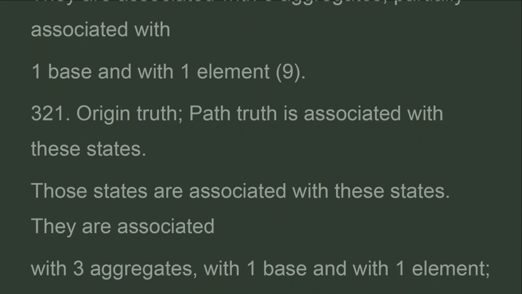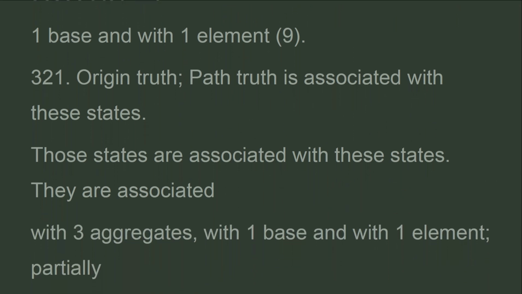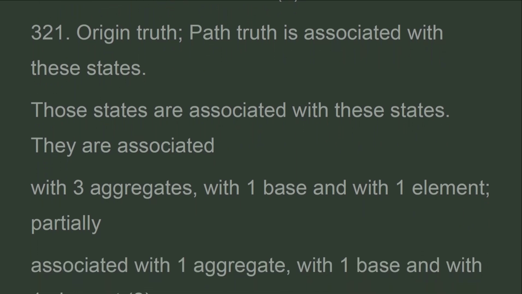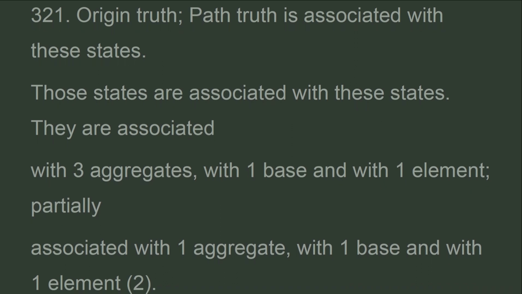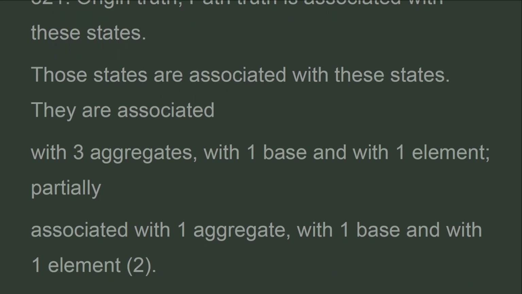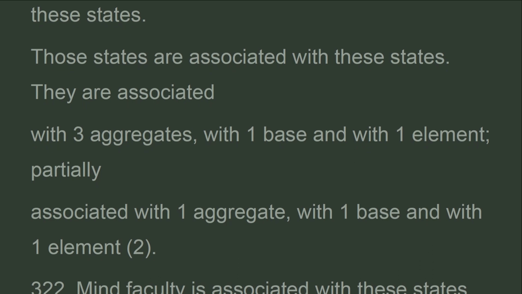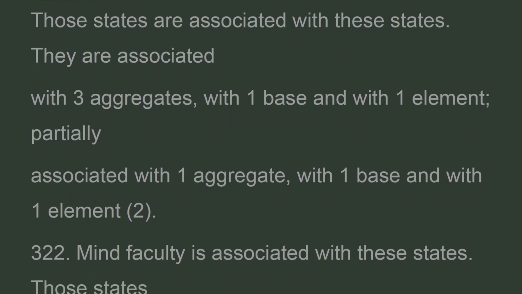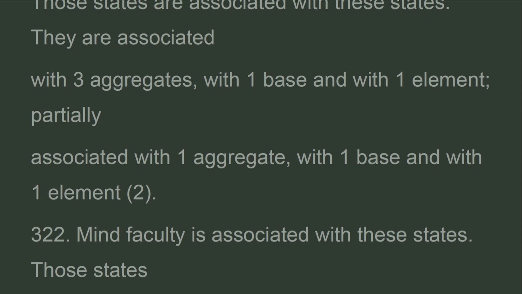321. Origin truth. Path truth is associated with these states. Those states are associated with these states. They are associated with three aggregates, with one base and with one element. Partially associated with one aggregate, with one base and with one element.